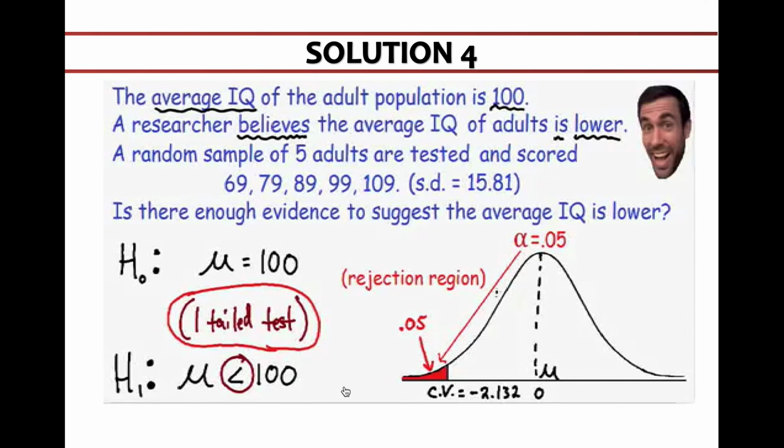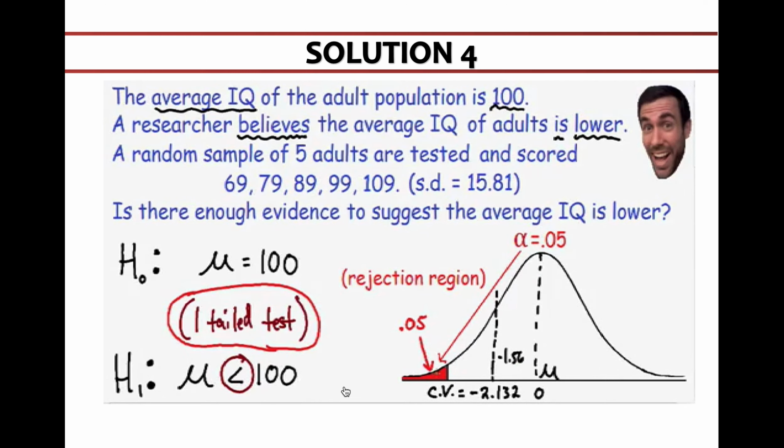So I'm just going to estimate that our test statistic, which is negative 1.56, is somewhere in between the critical value and the middle of the curve. So this is negative 1.56. So notice how this value of negative 1.56 is not in the area of the tail.